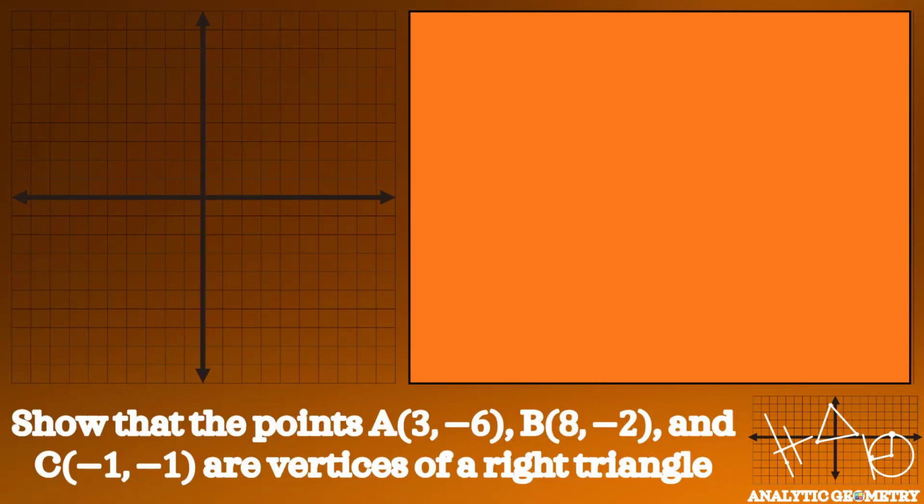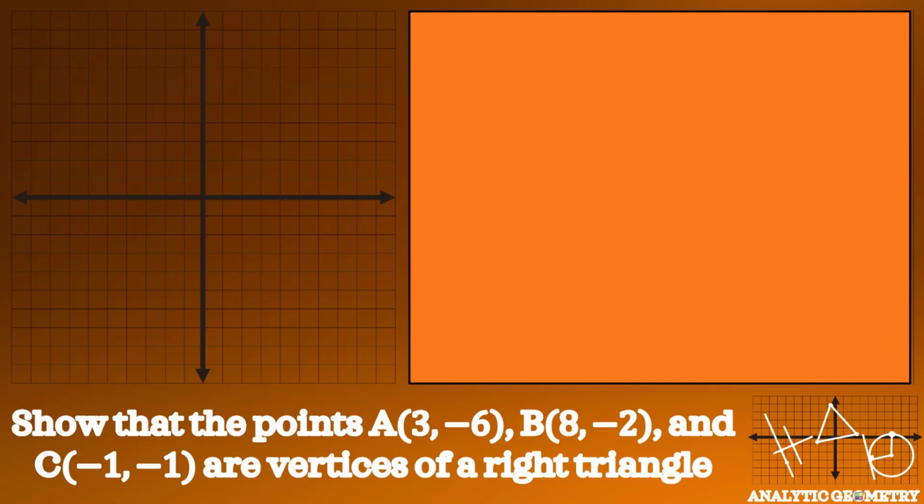Welcome to a new AG session all about analytic geometry. This time, we are going to show that the given points A at (3, -6), B at (8, -2), and C at (-1, -1) are vertices of a right triangle.